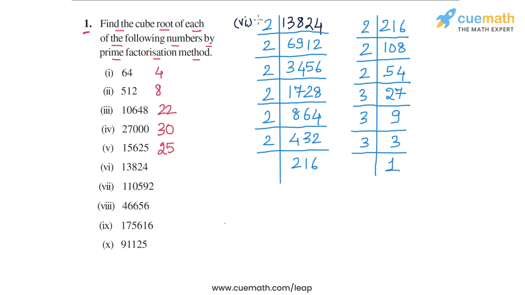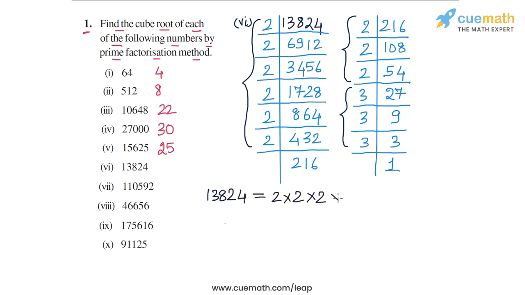Now on the left column we have these 6 repetitions of 2, then we have another 3 repetitions of 2, and we have 3 repetitions of 3. So in total we have 9 repetitions of 2 and 3 repetitions of 3. So let's write this. The number 13,824 has 9 repetitions of the prime factor 2, and then it has 3 repetitions of the prime factor 3.